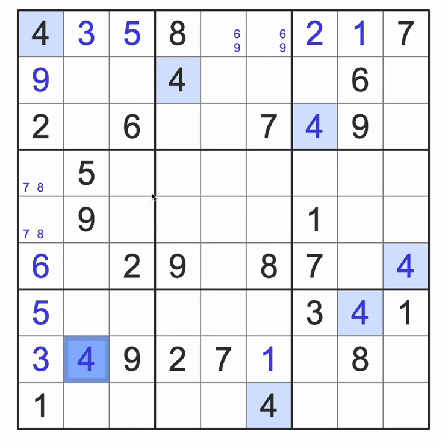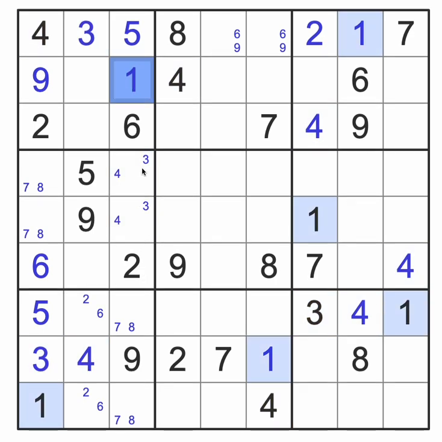Okay, and now looking at box 7, which is missing 2, 6, 7, 8, and here's 2 and 6, which will block these 2 cells. So 2 and 6 have to be placed in these cells. That gives me 7, 8. And that gives me a 1, 3, 4 triple. And this cell is blocked by 3 and 4. Gives me 1 here.